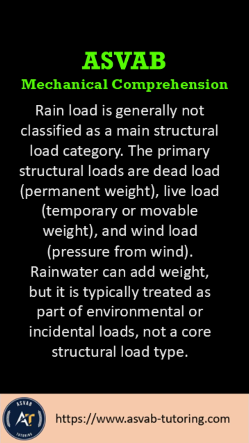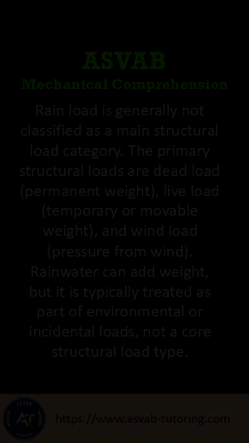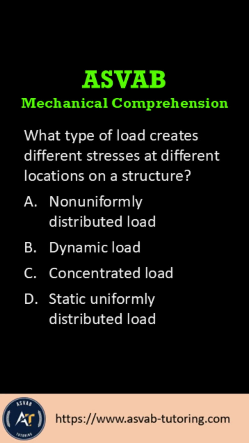The primary structural loads are dead load, permanent weight; live load, temporary or movable weight; and wind load, pressure from wind. Rainwater can add weight, but it is typically treated as part of environmental or incidental loads, not a core structural load type.